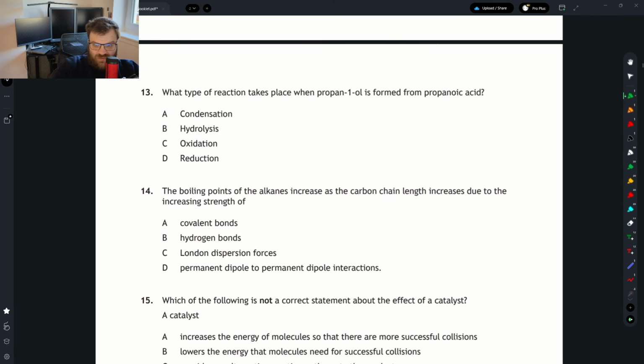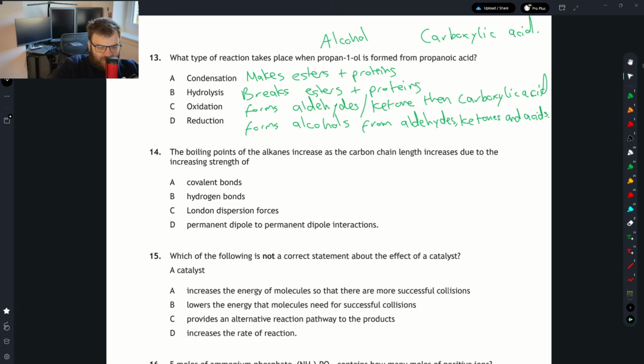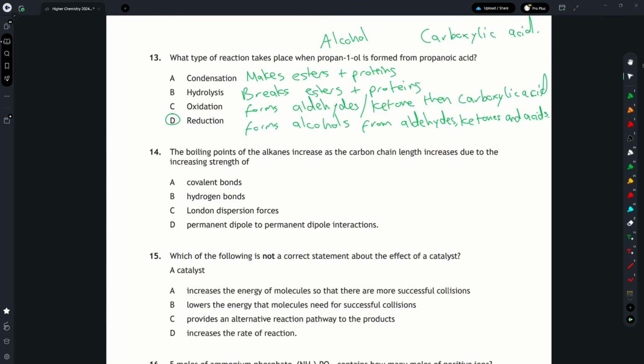In this one, we are going from an alcohol to a carboxylic acid. Condensation makes esters and proteins. Hydrolysis breaks esters and proteins. Oxidation of alcohols forms, first of all, aldehydes, ketones. And if it's an aldehyde, then we get our carboxylic acid. And reduction's the opposite. It forms alcohols from those aldehydes, ketones, and carboxylic acid. That leaves us with D as our correct answer.